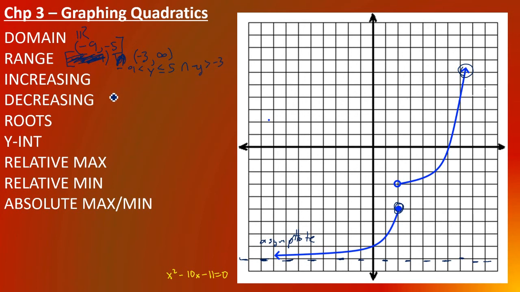Alright, increasing, decreasing. As I look, again, when we're doing increasing, decreasing, we read left to right. So, even though this arrow is pointing the other way, when I'm asking this question, I'm reading left to right. And as I read left to right, the graph is going up. In fact, it's always going up the whole time. So it's increasing all the time. So that's going to be from negative infinity to infinity. And it's decreasing, not at all.